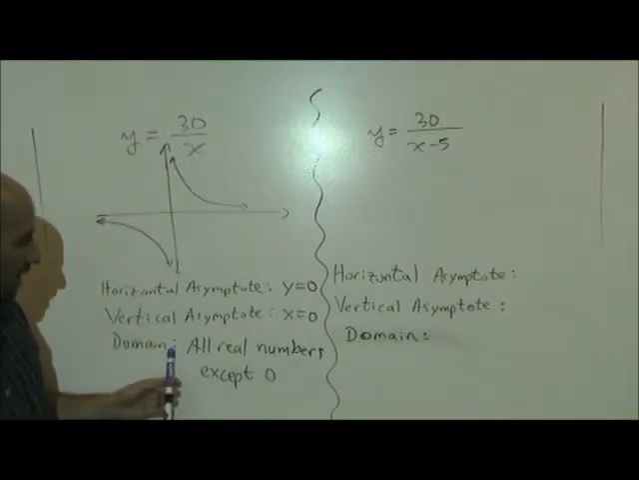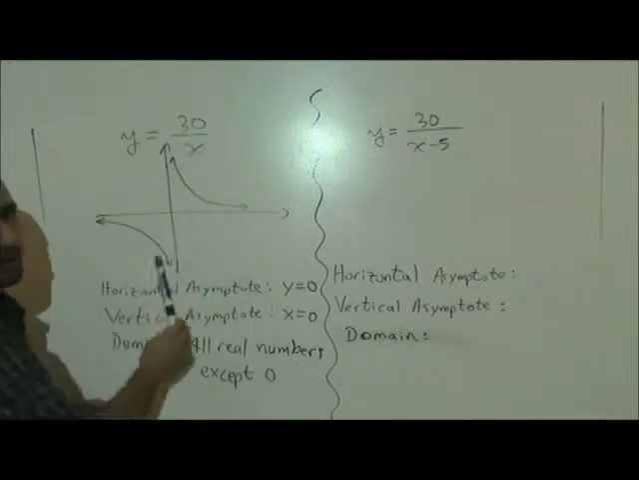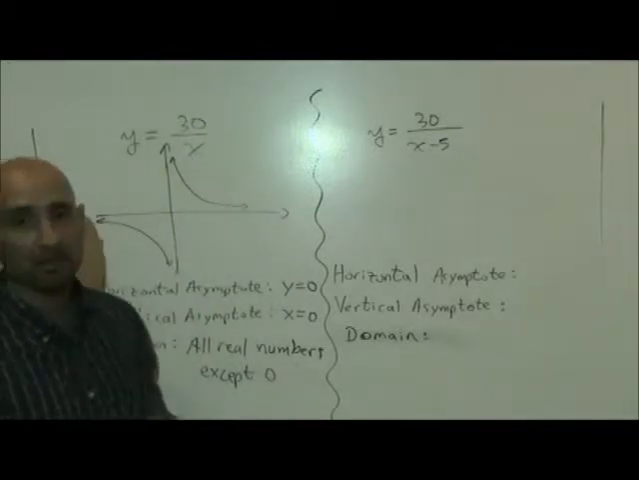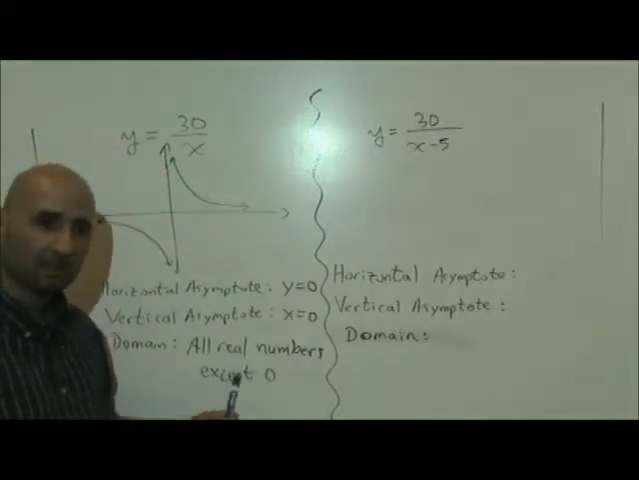We also said the domain here is all real numbers except 0, meaning any number I can plug in there except for 0 and I'd be okay. If I plug in 0 in there, I'll get 30 divided by 0, which is undefined. So that's why we say the domain is this.